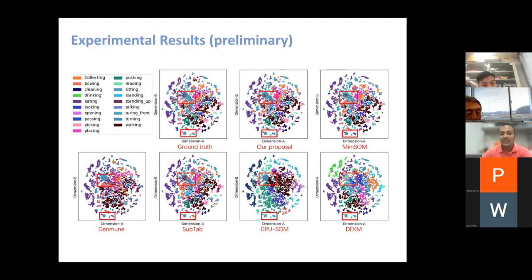So this part, as you can see, is your ground truth data, which is given the label. And we have our proposal, and we compare it with many different state of the art methods. We define only some areas to show the similarity. This is the ground truth, and this is our model, which is reaching very similar results. Of course, I would like to focus very carefully on this part.